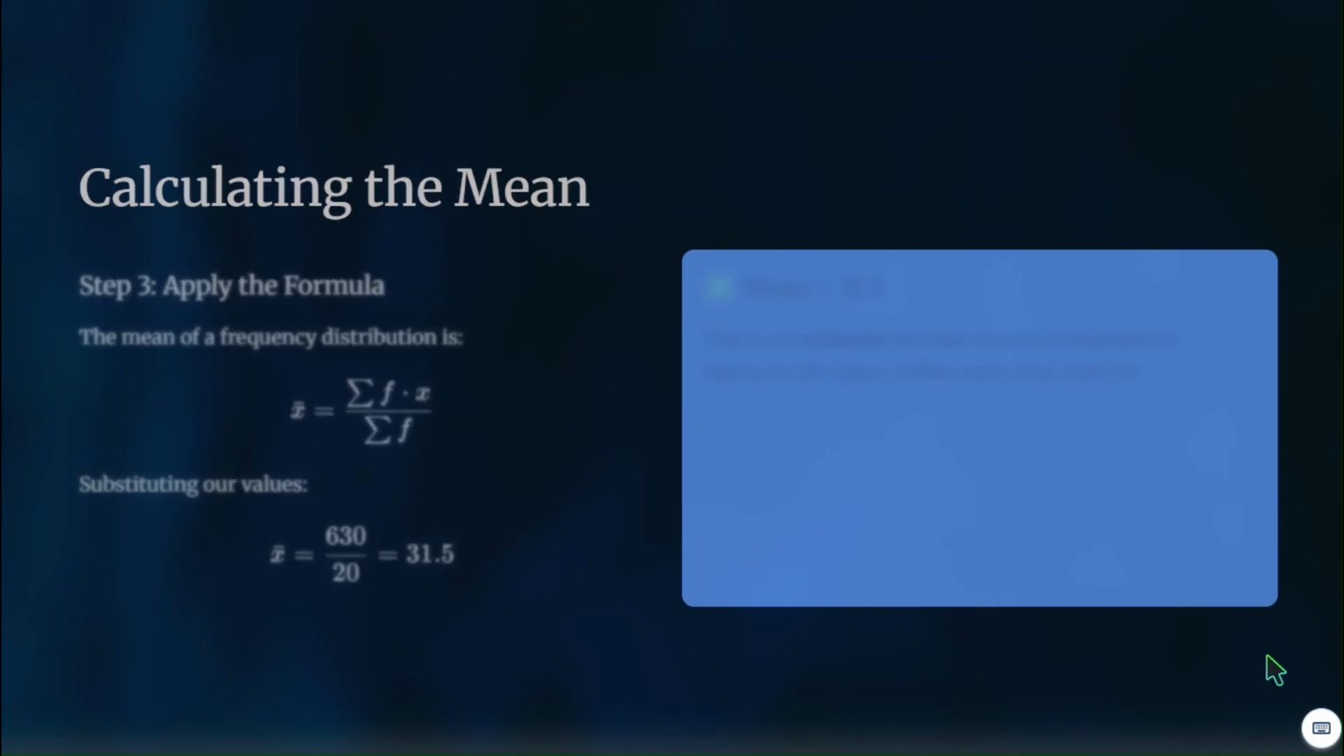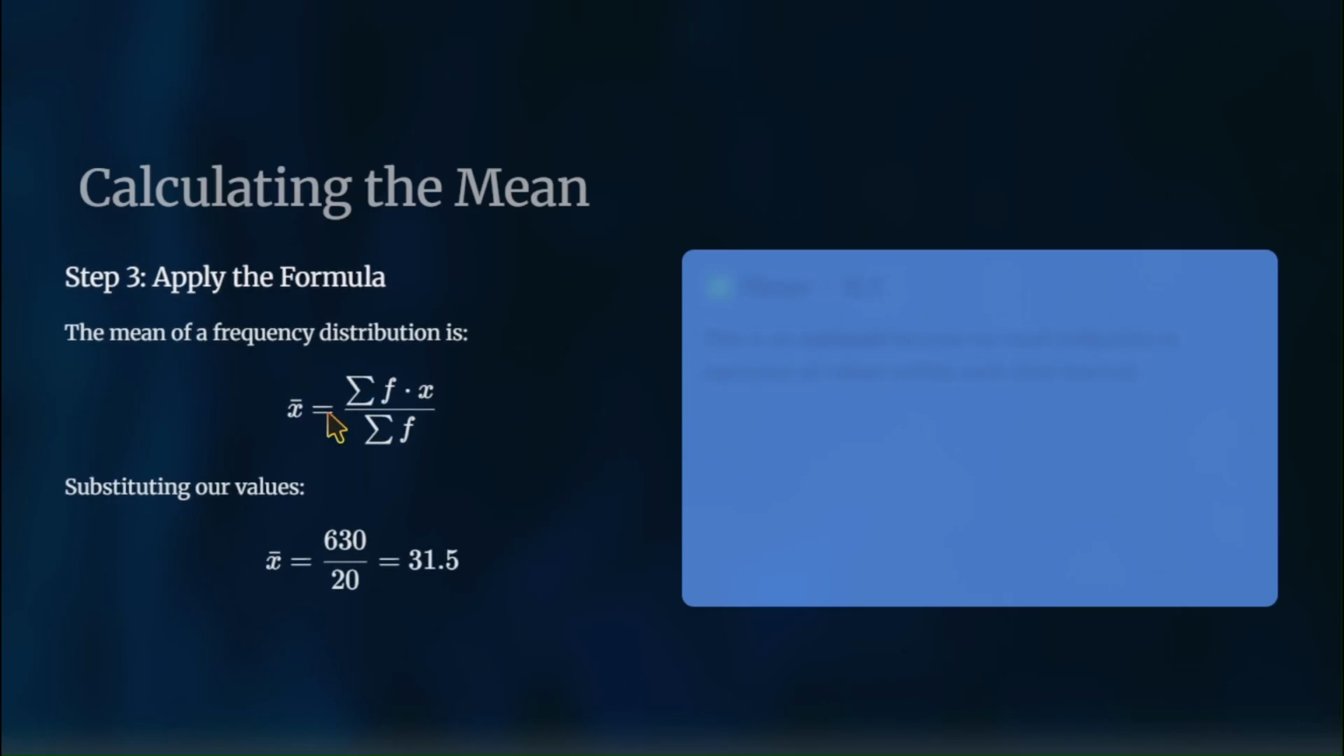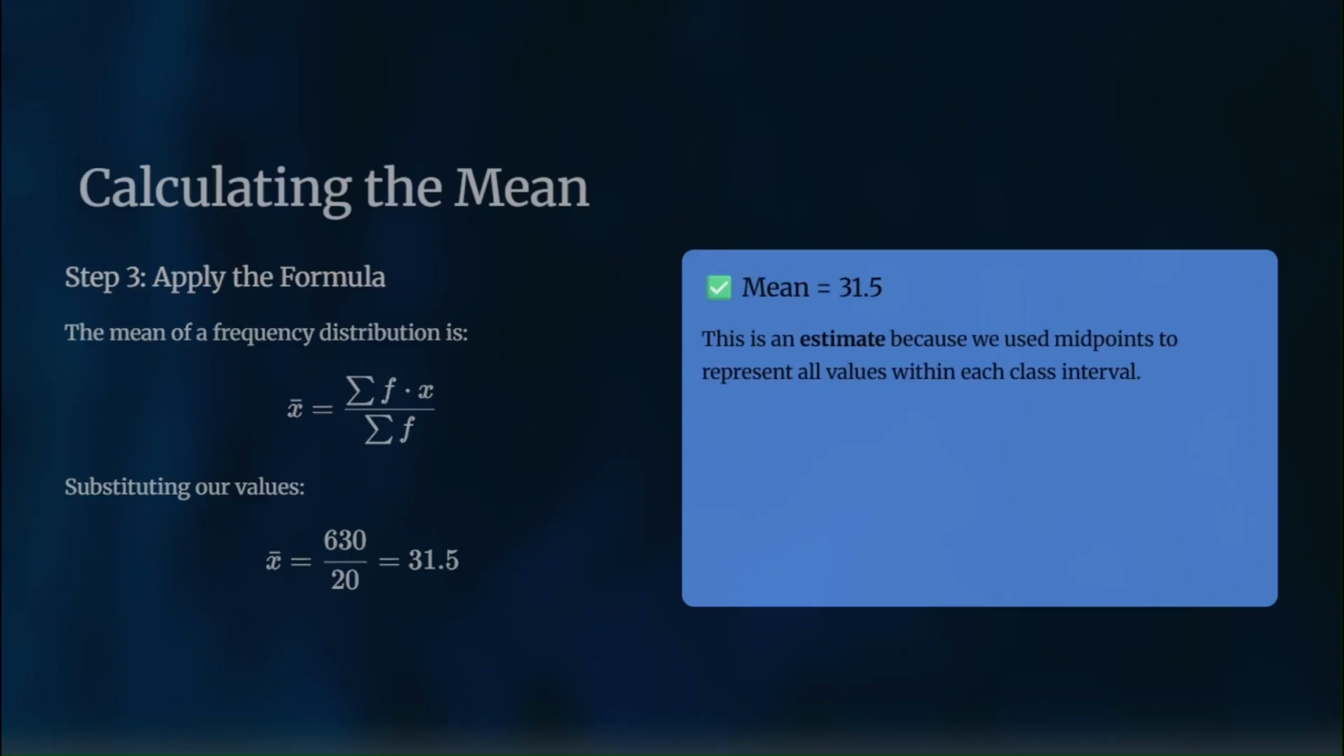Now we can calculate the mean. The formula is as such. The mean of a frequency distribution is x bar equals the sum of the frequency times the x value, which in this case we use the midpoint, divided by the sum of all frequencies. So substituting our values, x bar will be equal to 630 divided by 20, which is 31.5. So the mean is 31.5, but this is an estimate because we used midpoints to represent all values within each class interval. The more data points in each class, the more accurate this estimate will become.